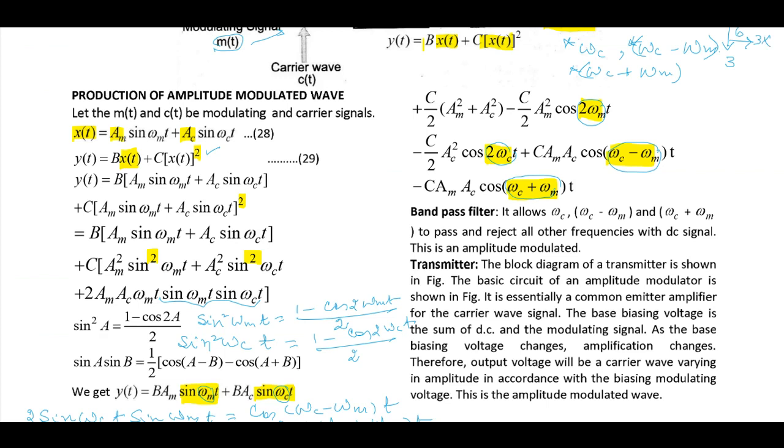Which frequencies do we want to filter out? We don't need this frequency. We don't need this frequency 2 omega m. We don't need 2 omega c as well. We don't need these frequencies, and I put crosses on them. And these are the frequencies that we need. These three frequencies we need. Now, what is the role of a band pass filter?